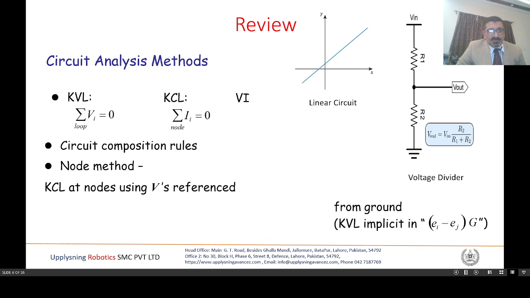There is one more thing: the Kirchhoff voltage law and the Kirchhoff current law.